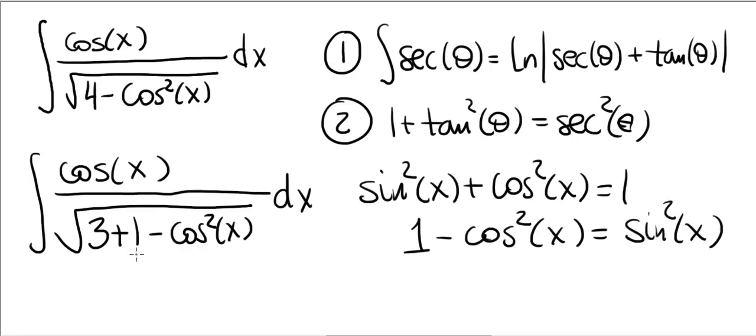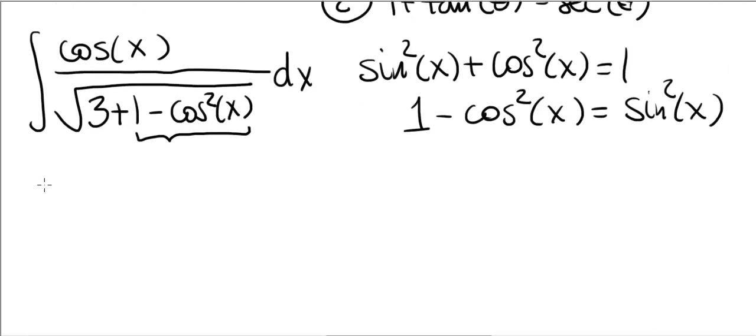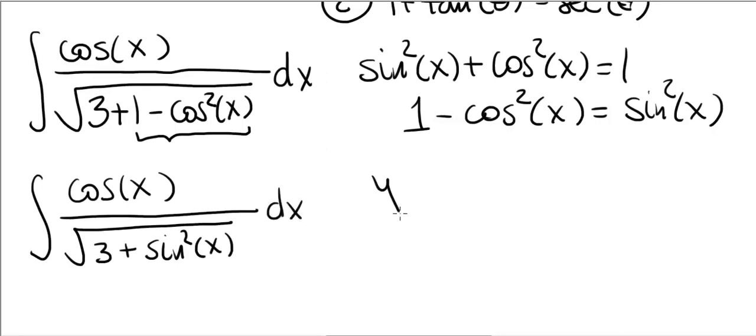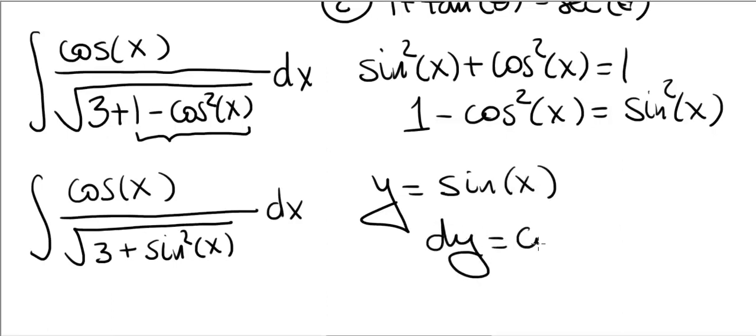Now here in the radical in the denominator, we have 1 minus cosine squared of x, so we're going to write it as sine squared of x. So the integral now looks like this: cosine of x over the square root of 3 plus sine squared of x dx. Let's make a substitution. Let y be sine of x. That makes dy equal cosine of x dx.